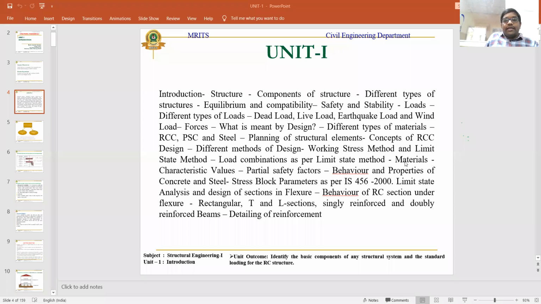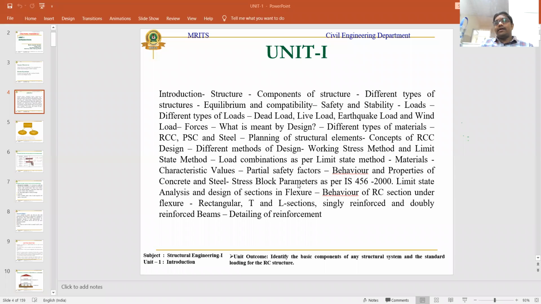Okay, and the next one, material characteristic values. Basically, for characteristic strength and characteristic values, you can go through IS 456 2000. It is available on page number 7. There, the different classifications of characteristic strength of grades are given, along with the partial safety factors. We have studied this in the first unit. The partial safety factor of concrete is to be taken as 1.5, and the partial safety factor for steel is to be taken as 1.15.